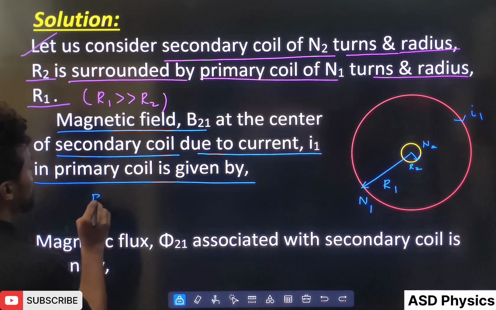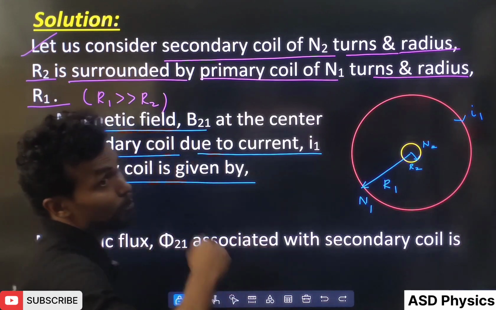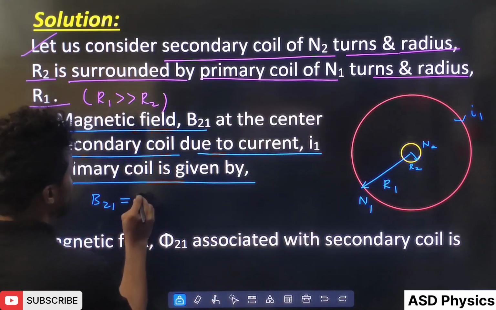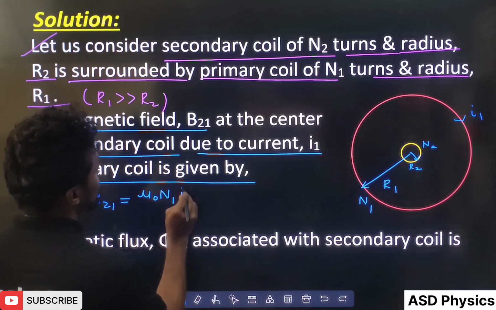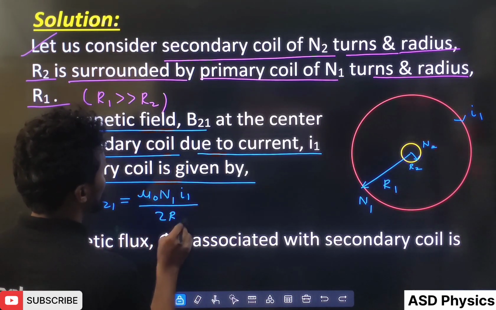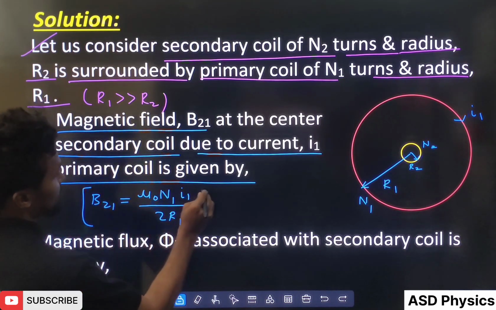So what is the formula here? B21. Now we should know magnetic field due to circular coil. What is the formula here? Mu naught, number of turns is N1, so mu naught N1 I1 by 2 R1. Now this is the magnetic field.